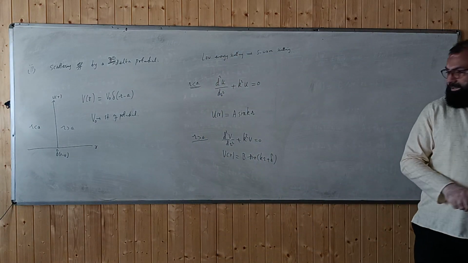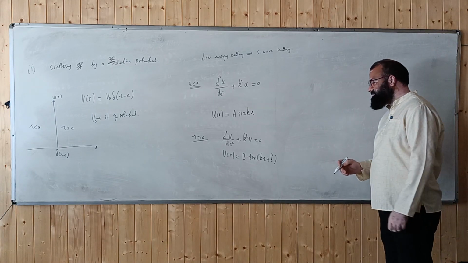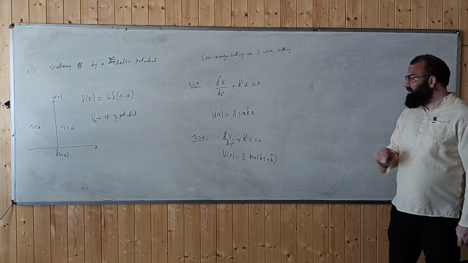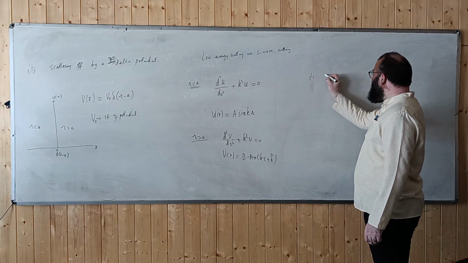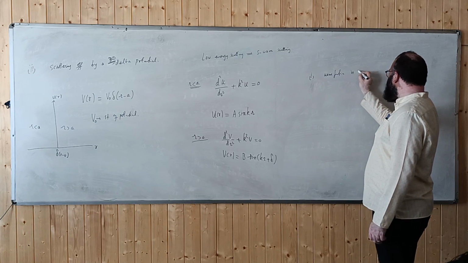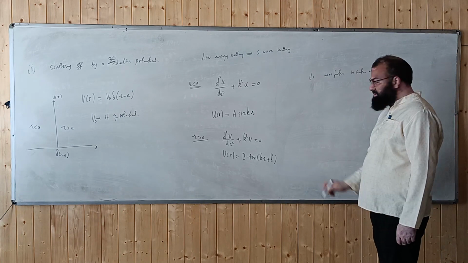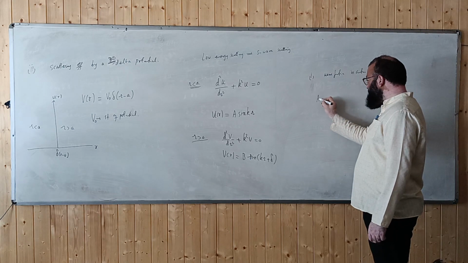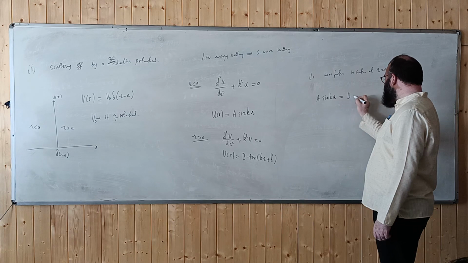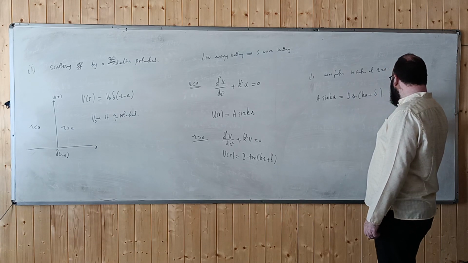Now what I have to do? I have to match the boundary conditions. The first boundary condition is that the wave function is continuous at r equal to a. So what does that mean? It means A sine of ka equals B sine of ka plus delta. Let's call this first.